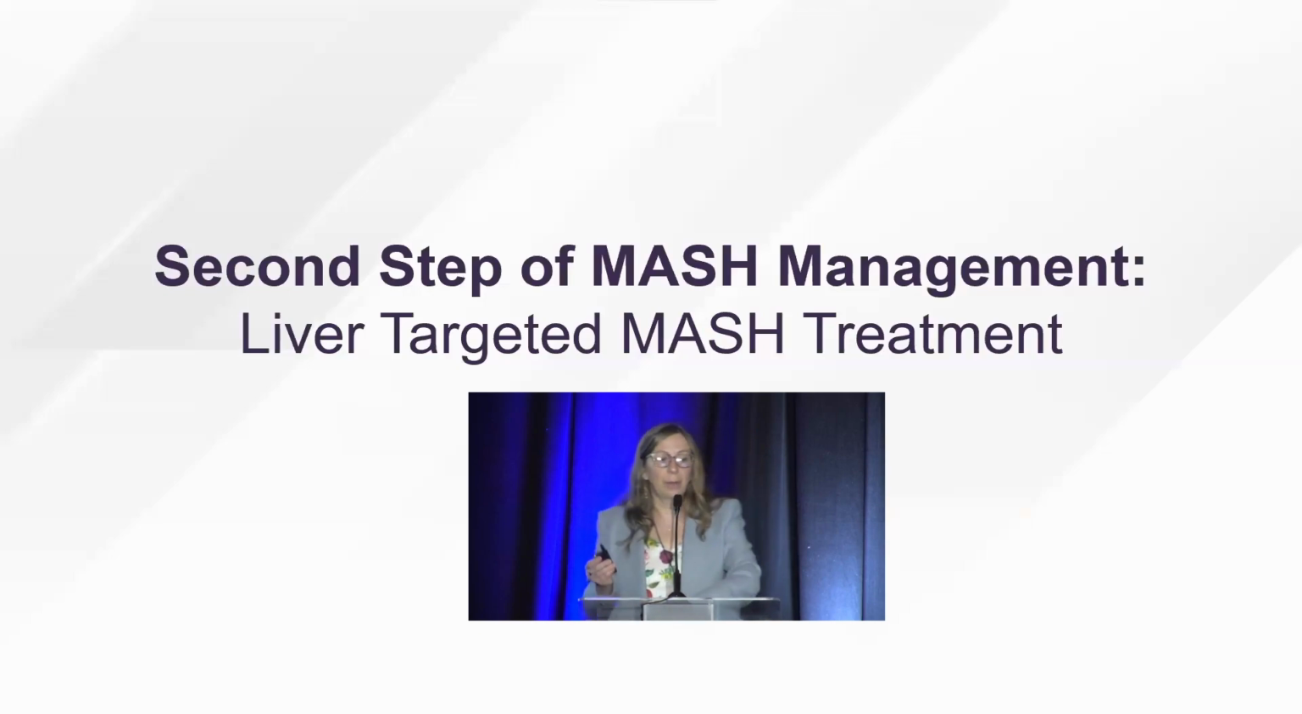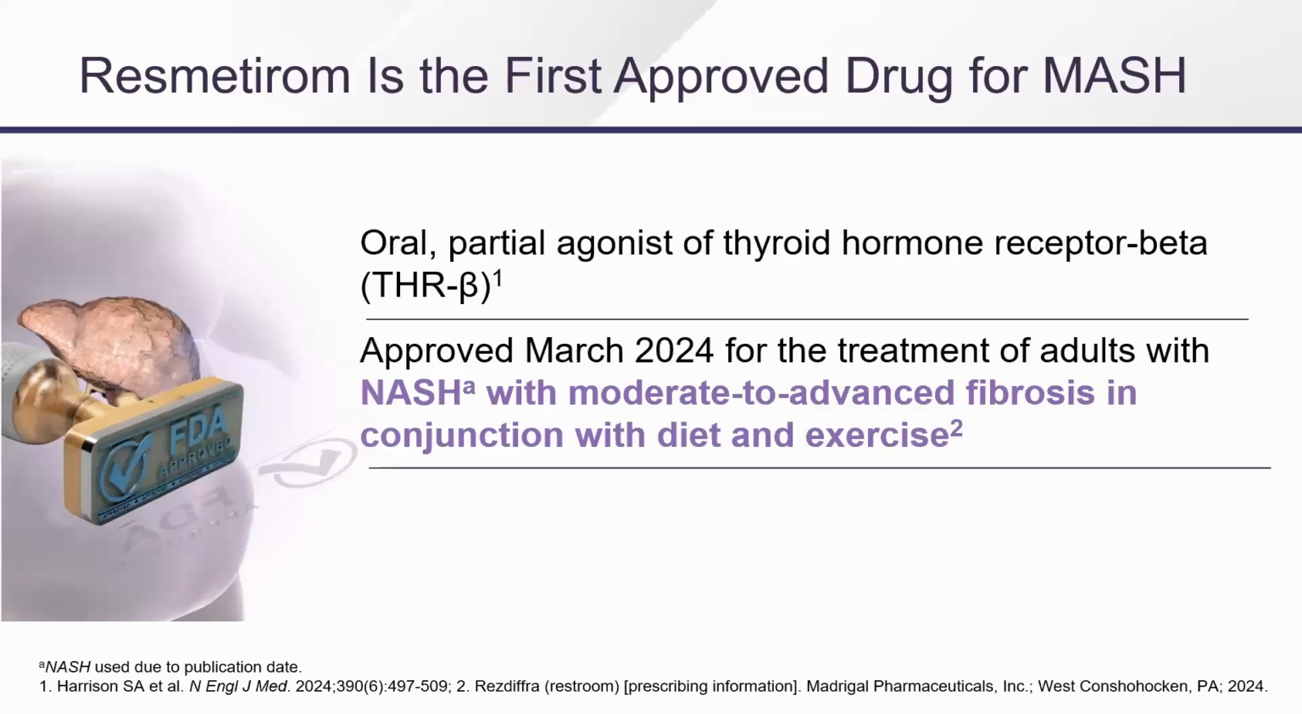Moving on. So the second step in MASH management is liver-targeted MASH treatments. So that brings us to resmetirom, which is the first FDA-approved drug for MASH. It's an oral partial agonist of thyroid hormone receptor beta, or THR beta, and it was approved in March of 2024 for treatment of adults with MASH with moderate to advanced fibrosis. This is F2 and F3. In conjunction with diet and exercise.